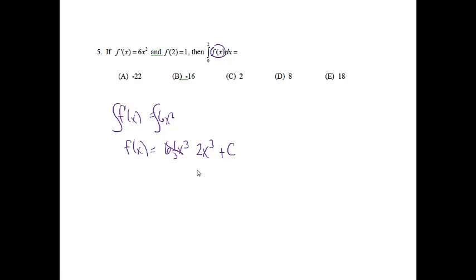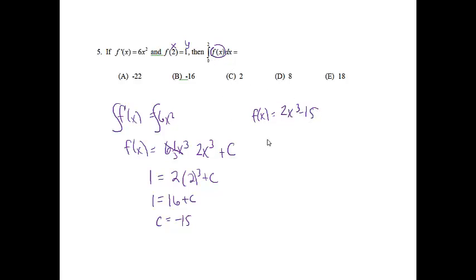And then you'll notice they nicely gave me information so that I could find c, because they told me f of 2 equals 1, so when x equals 2, my value will equal 1. So I'm going to have 1 equals 2 times 2 cubed plus c. So that will be 1 equals 2 cubed is 8 times 2 is 16. And if I subtract 16 from both sides, I'll get c equals negative 15. So I now know that f of x is equal to 2x cubed minus 15.